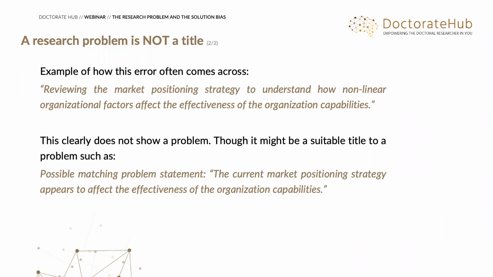A problem statement can be very well derived from that. For example, the current market positioning strategy appears to affect the effectiveness of the organizational capabilities. So that is a related problem statement to the title. Whether or not it's good, we leave that out, but you can see a clear match between the first and the second. So there's a clear relation between title and research problem, as is the case for solution and research question. And as we are there, all of the four, the research problem, the research question, the outcome expectations, and the title are all related together and must fit.